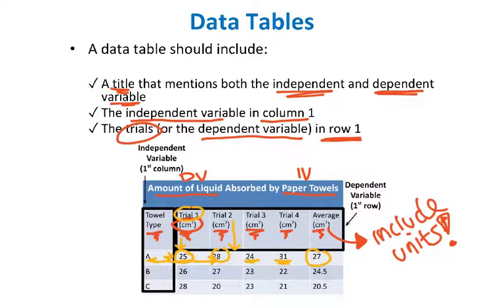Okay, and then, again, down here, towel type B, trial 1, 26 centimeters squared. How much liquid did towel type B absorb during trial 4? 22 centimeters squared, right? If you average all of these up, on average, towel type B absorbed 24.5 centimeters squared. And then all of the data for towel type C is in this last row right here. So on average, towel type C absorbed 20.5 centimeters squared of liquid. Okay, so hopefully this gives you an idea of how to read and fill in a data table like this.